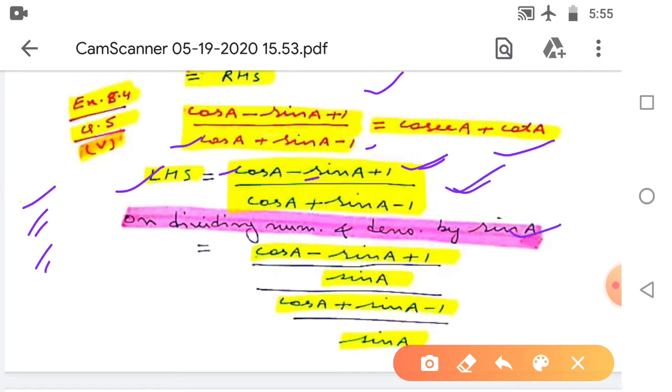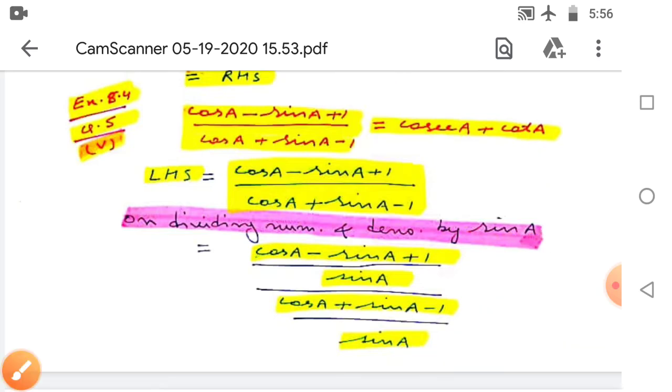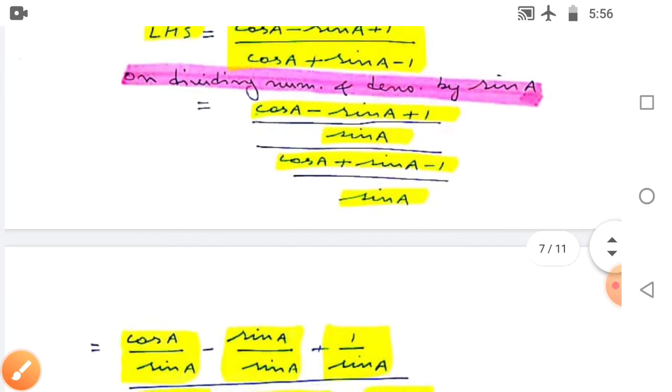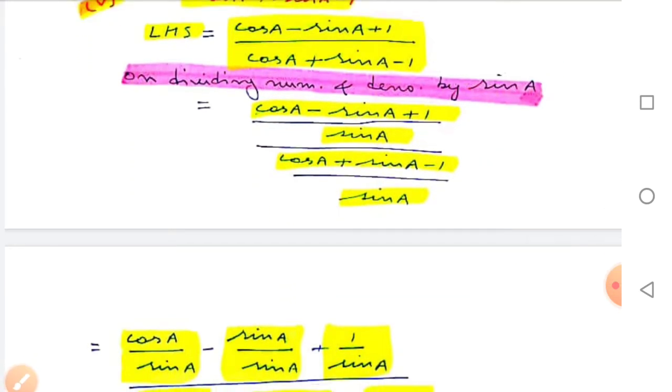No rule. Right? In the example in the NCERT, there is a negative sign in front of cos A, so in that question we divide the numerator and denominator by cos A. But here we have a negative sign in front of sin A, so we divide the numerator and denominator by sin A. Okay, on dividing with sin A, look here. We divide the numerator and denominator by sin A.